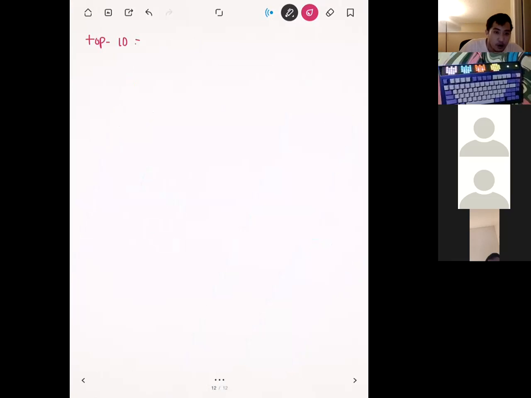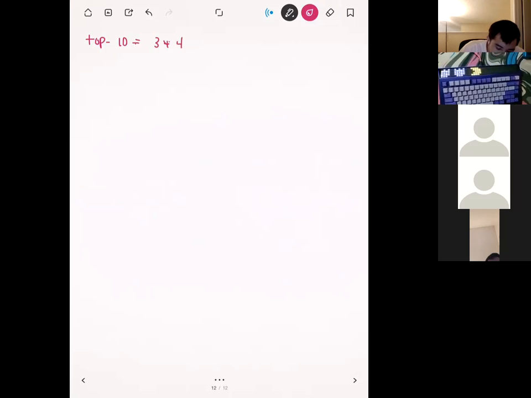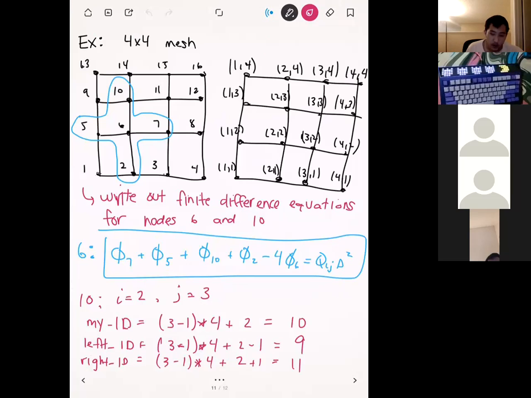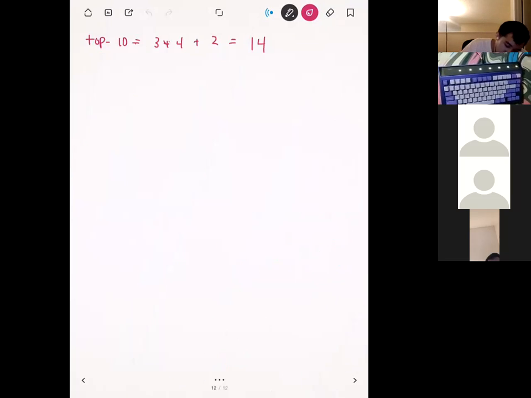So our top ID, our equation for that is going to be j times nx. And so we have 3 times nx, which is 4. Remember, we're plugging in j plus 1 into our equation. Plus 2. And this gives us 14. And so if we check back into our diagram here, we can indeed see node 14 is on top of node number 10.